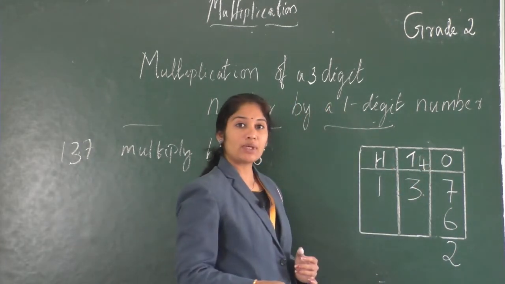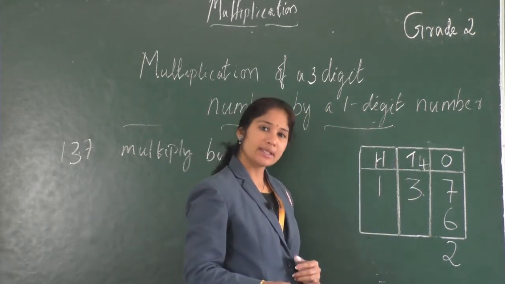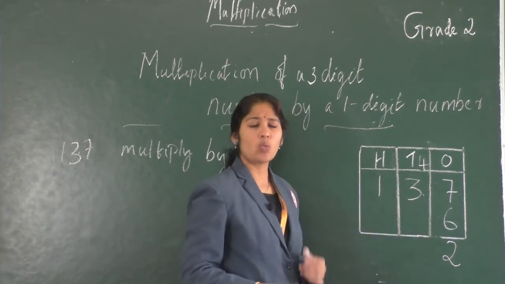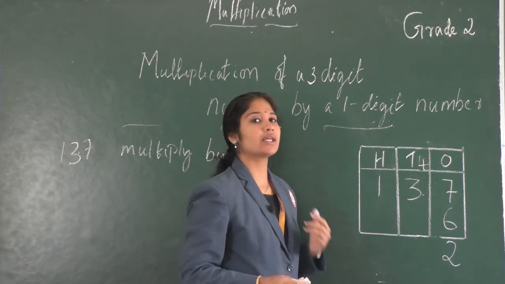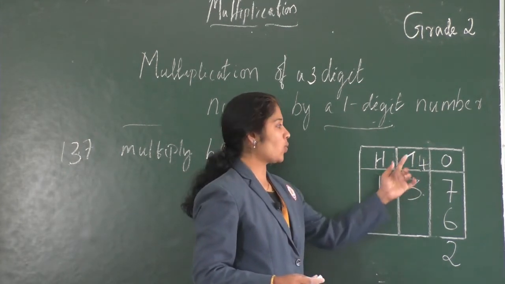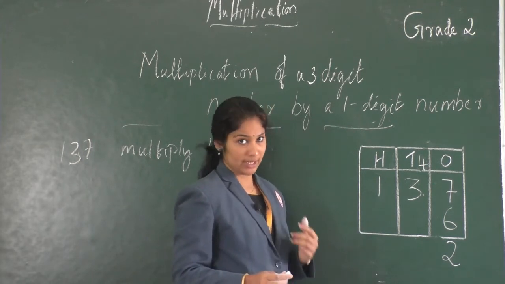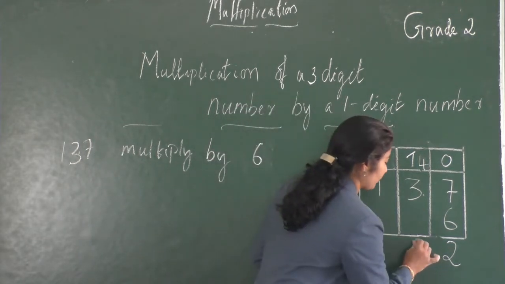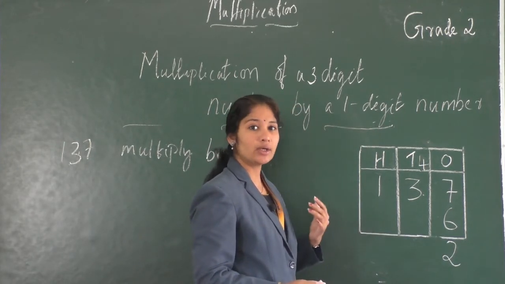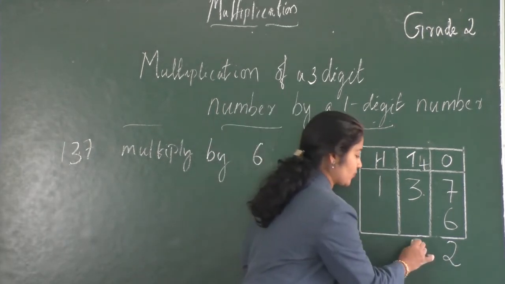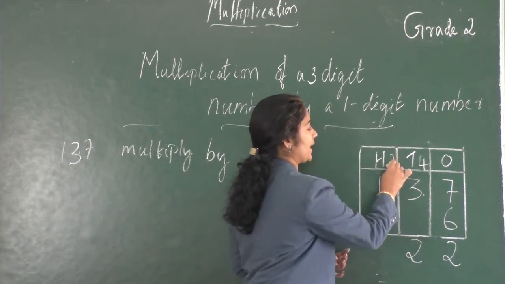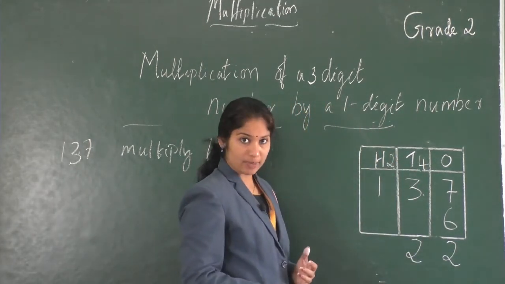Now next, which place do we have to multiply? Yes, tens place. We have 3 and 6. What is 6 into 3? Yes, 18. And 4 carryover is there. What is 18 plus 4? 22. And 22 we can regroup into 2 hundreds and 2 tens. 2 tens we write at the tens place and 2 will carry over to the hundreds place.